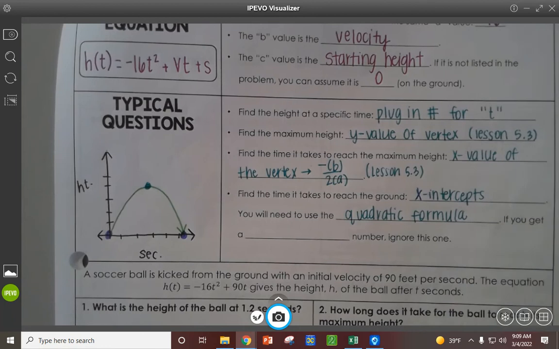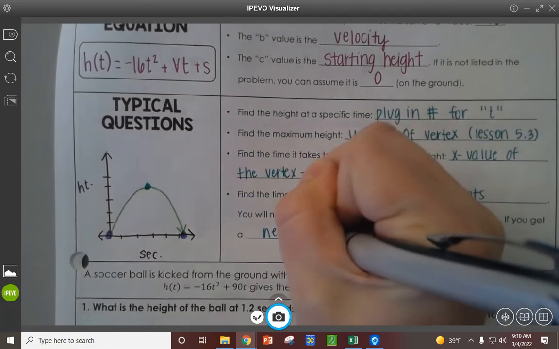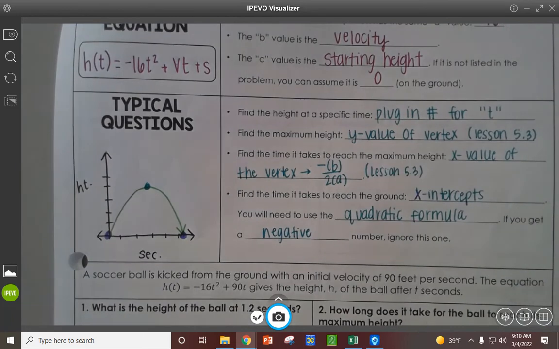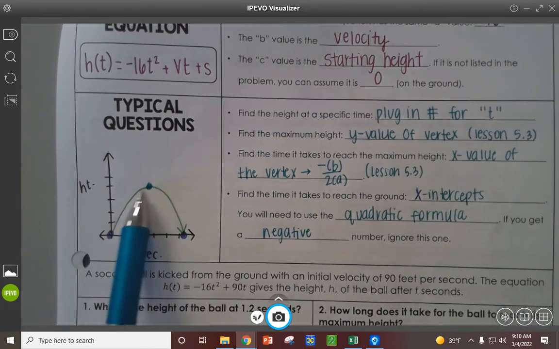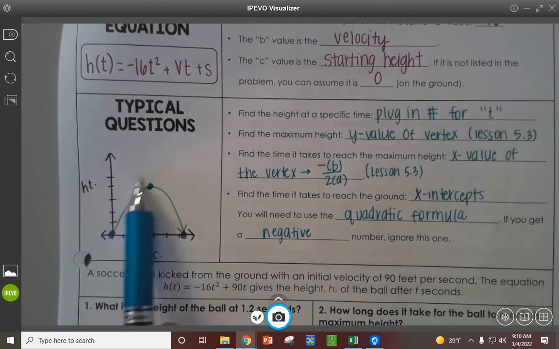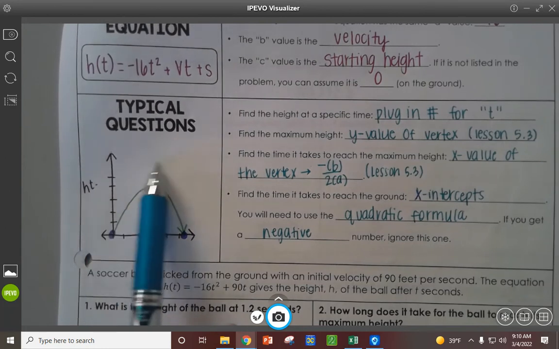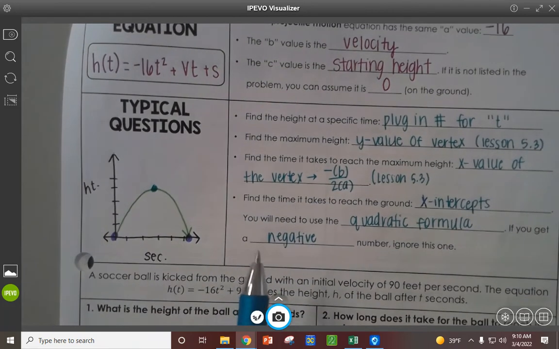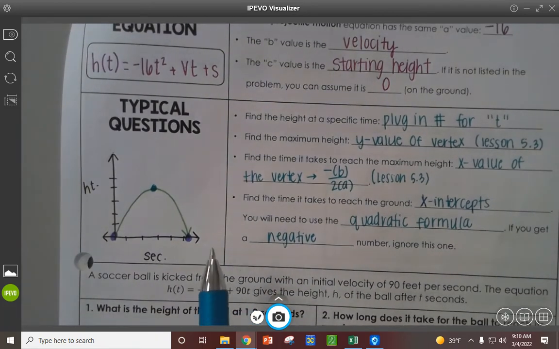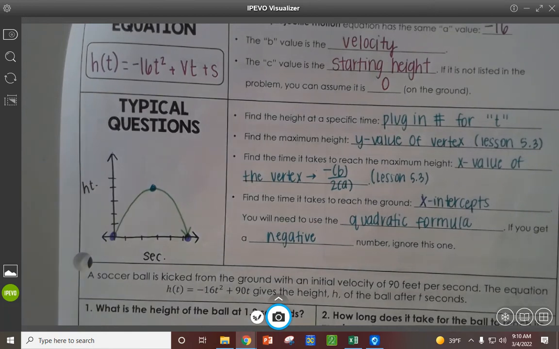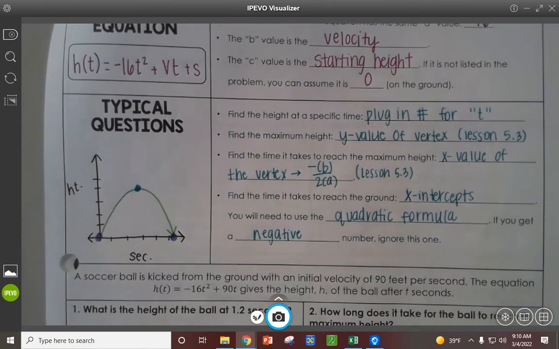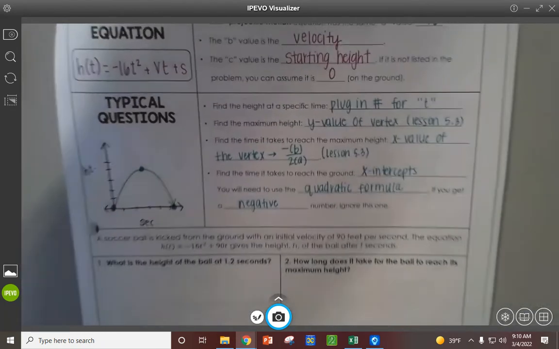Sometimes you may get a negative number. And you will get a negative number on the examples where it has a different starting height. If you get a negative number, you just ignore that one. You only write down the positive number because we don't have negative time. So the amount of time it takes to reach the ground, you only report the positive number. All right. So let's get into some examples.